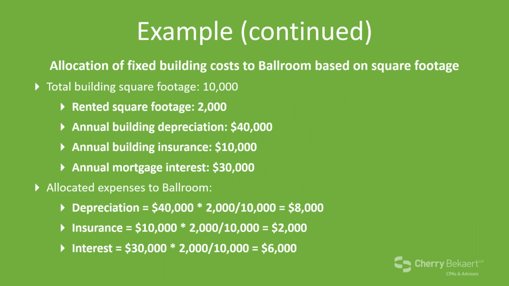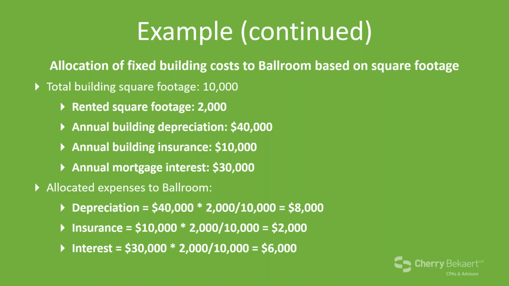So first, I like to look at the fixed costs of the building, and that's going to be based on square footage. So in this example, the total building square footage is 10,000 and the rented square footage is 2,000. So we're looking at a ratio of total building expenses being multiplied by this 2,000 over 10,000. So depreciation, insurance, mortgage interest, we're going to allocate expenses just to the ballroom.